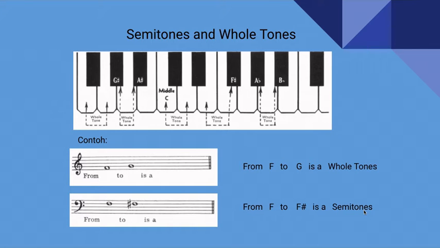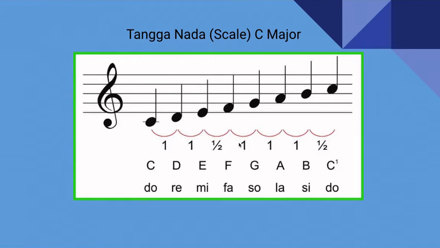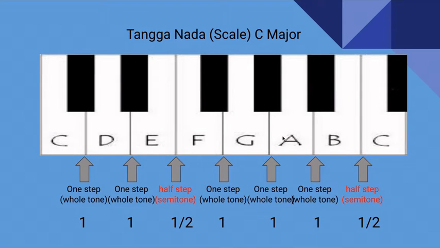Now after we know what a whole tone and semitone are, we're gonna see about scales, the C major scale. The C major scale is the first scale that we know. It is played all on the white keys: C, D, E, F, G, A, B, C, no black key. Now we're gonna count. Half and a half, this is one step or whole tone. D and E, whole tone. E and F, semitone. F to G, whole tone. G to A, whole tone. A to B, whole tone. B to C, semitone. So we find this pattern: 1, 1, half, 1, 1, 1, half.